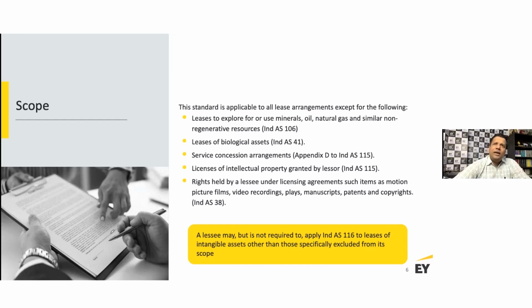If it is exploration of mineral rights, you are excluded because that's covered under Ind AS 106. If it is a biological asset, you're excluded because that's covered under Ind AS 41. If it is a service concession arrangement, like the right to operate toll roads or airports, those are covered under Appendix D to Ind AS 115, or we look at licenses of intellectual property granted by a lessor under Ind AS 115. So for specific matters, if there is a specific standard, those are scoped out.